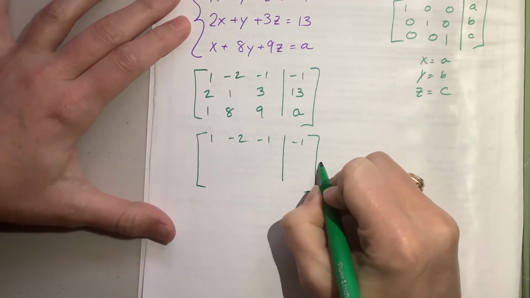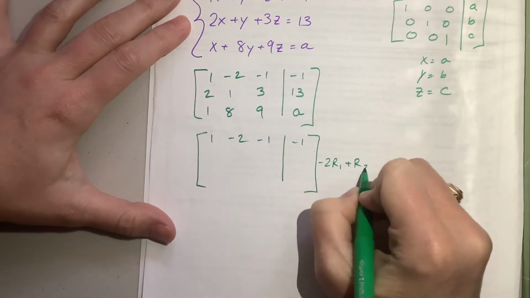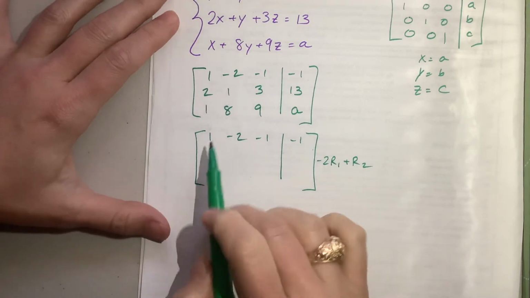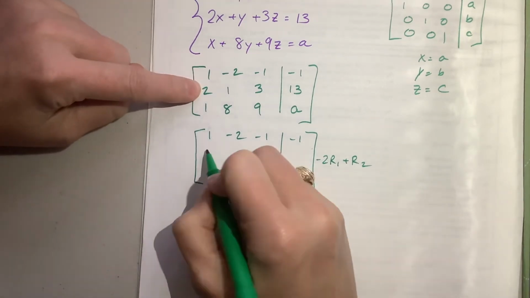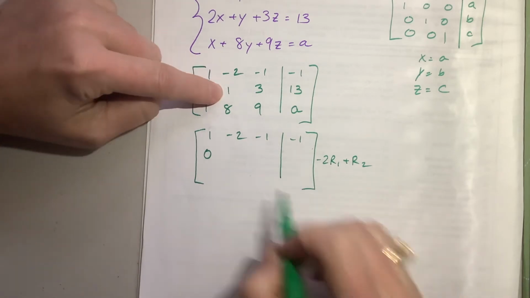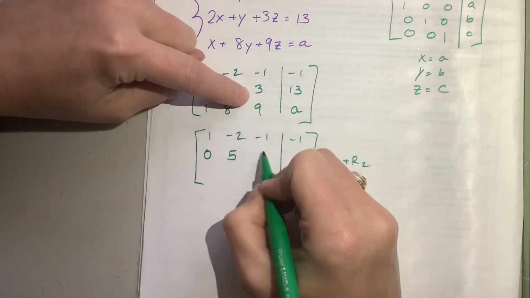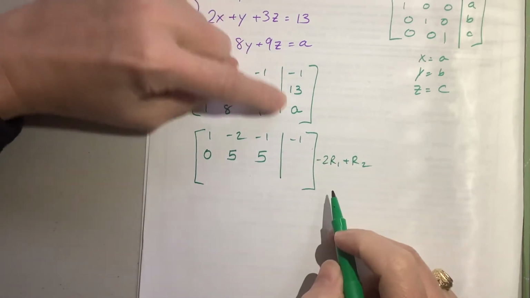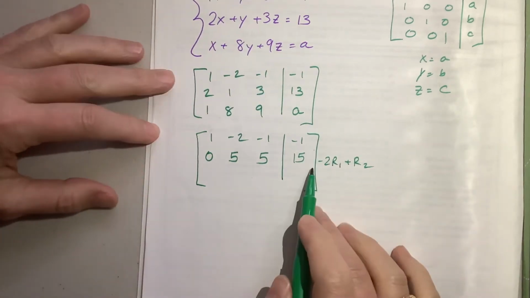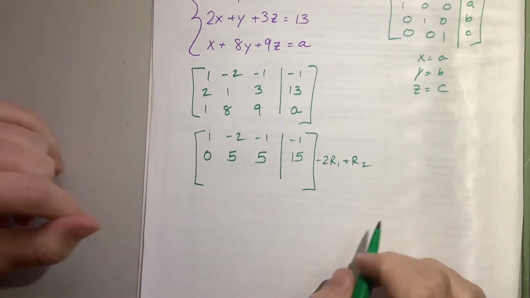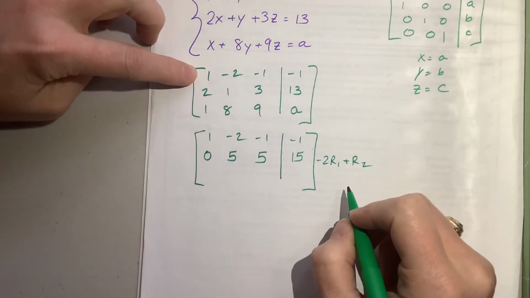And I'm going to say, okay, well, let's say -2 times row 1 plus row 2, and that'll become my new row 2. So -2 times 1 is -2 plus 2 is 0. That becomes a +4 plus 1 is 5. That becomes a +2 plus 3 is 5. That becomes a +2 plus 13 is 15. Oh, already that makes me happy. Notice how they're all divisible by 5. That's a lot easier.